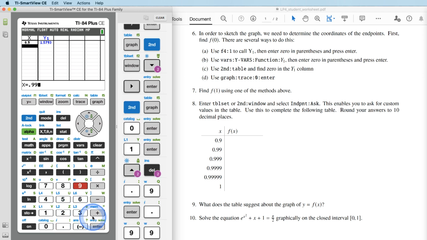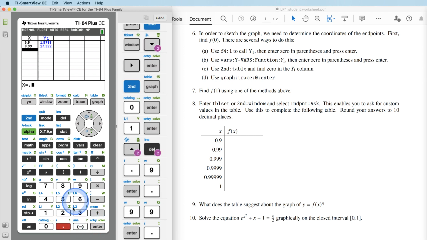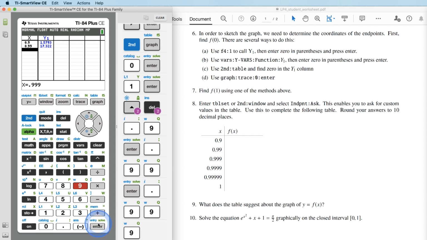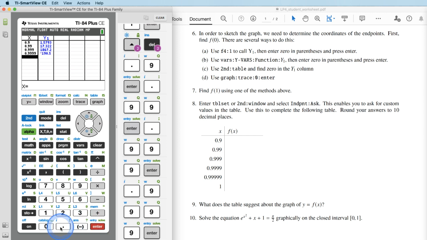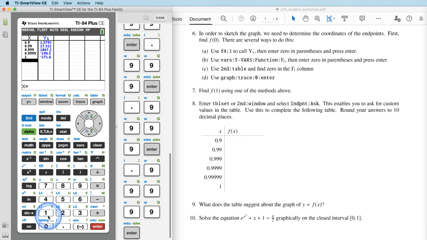0.99, enter, 0.999, enter, and then 0.9999, 0.99999, and then finally 1. So let's talk about what we're seeing in the table here.